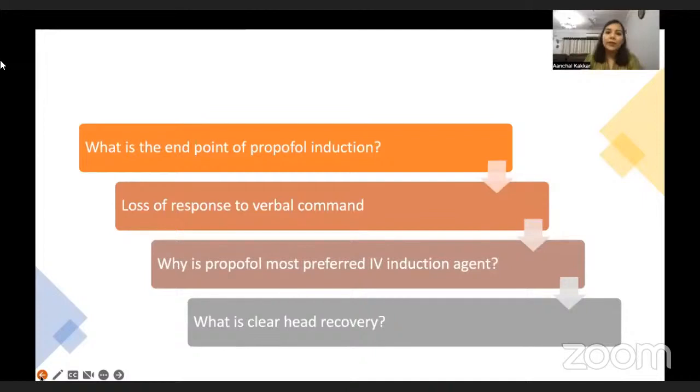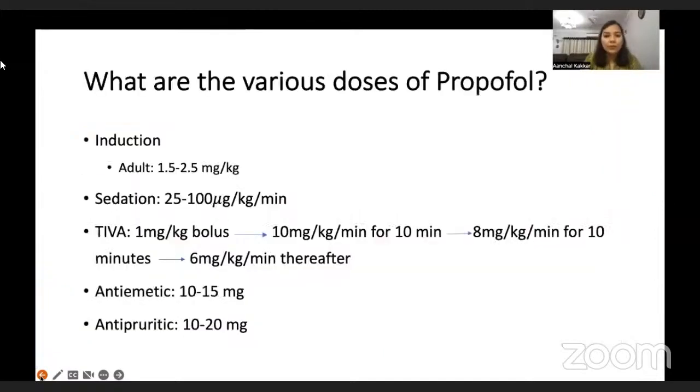The next most commonly asked question is, why is propofol the most preferred IV induction agent? The answer commonly given is that it gives a clear head recovery. Once you say this, the examiner will ask you, what do you understand by clear head recovery? By clear head recovery, you mean that there is minimal residual effect. The patient gets up fresh, as if nothing has been given to the patient.